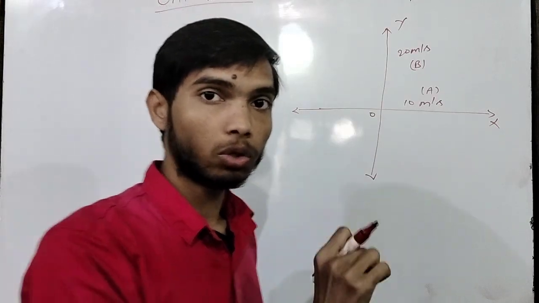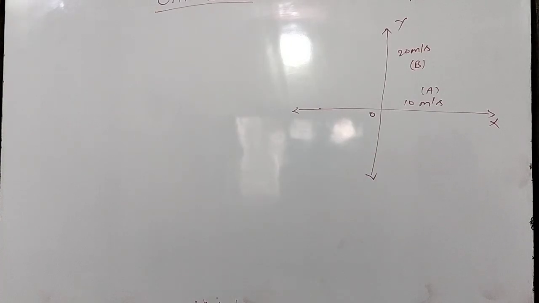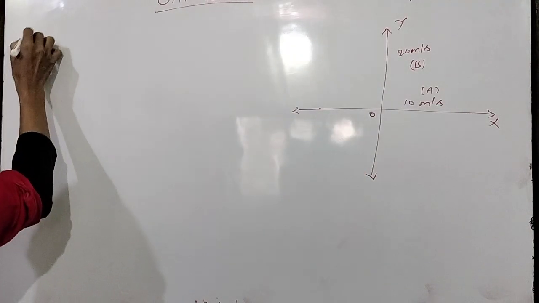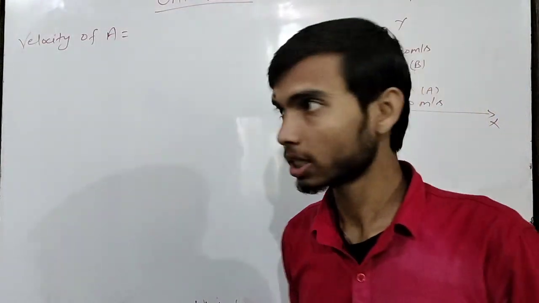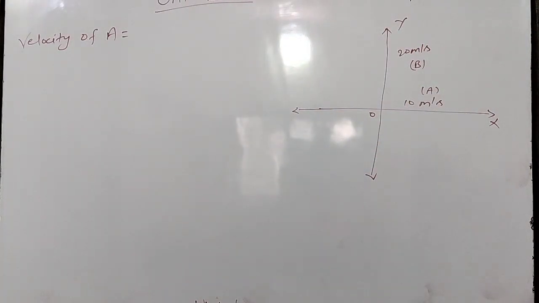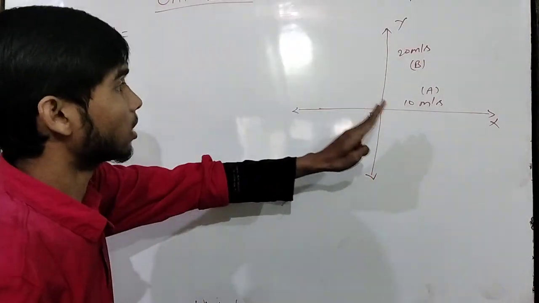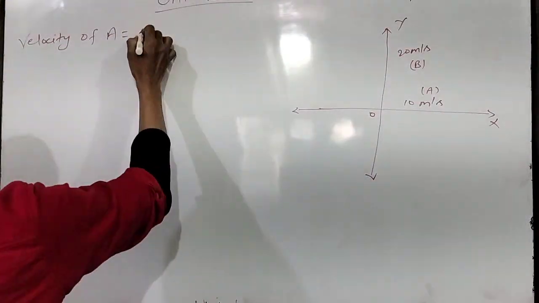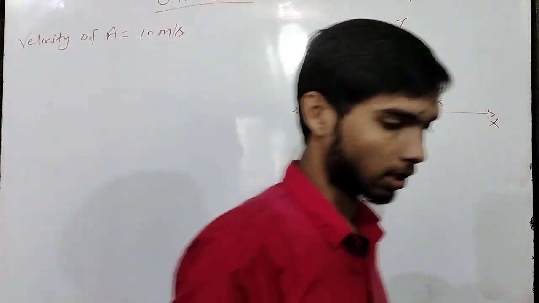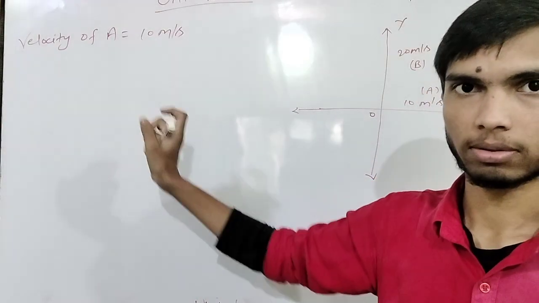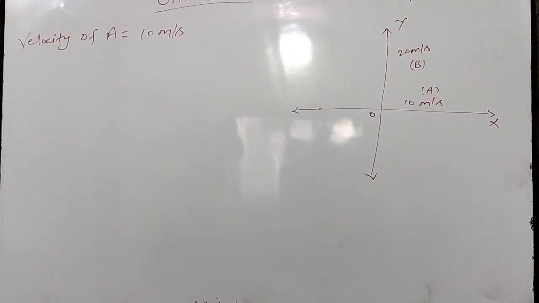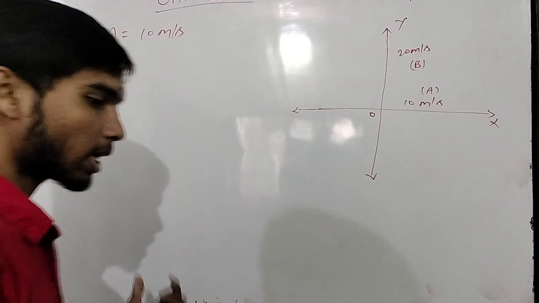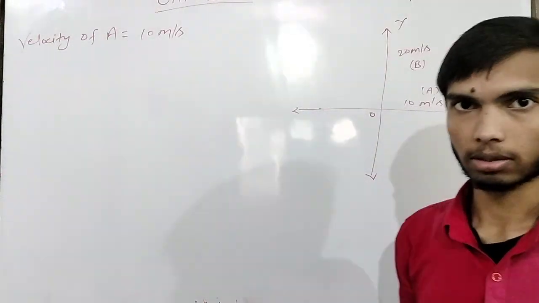Now, how would you write it? Here you would say velocity of a person. You are understanding that velocity of this a person is how much? 10 meter per second, isn't it? But in which direction? This is the only magnitude. It is not providing direction. Now you want to know in which direction this a person is moving.